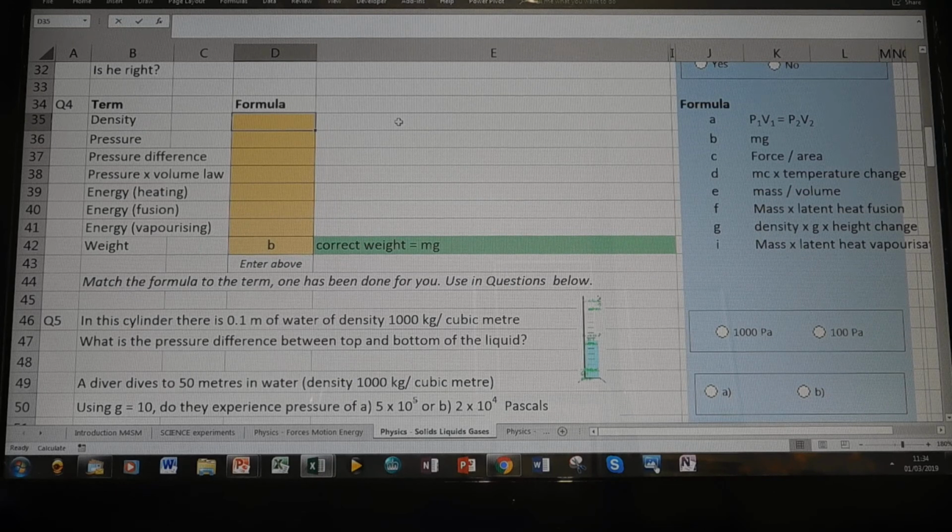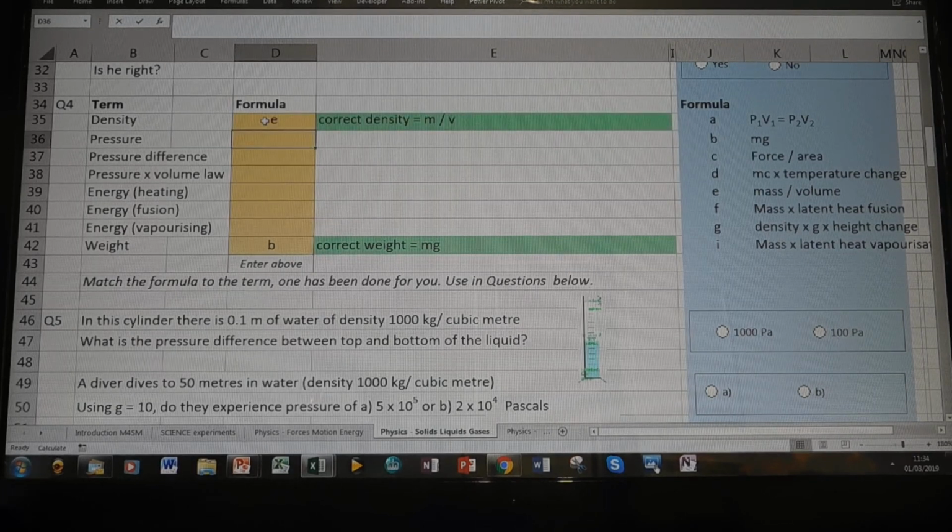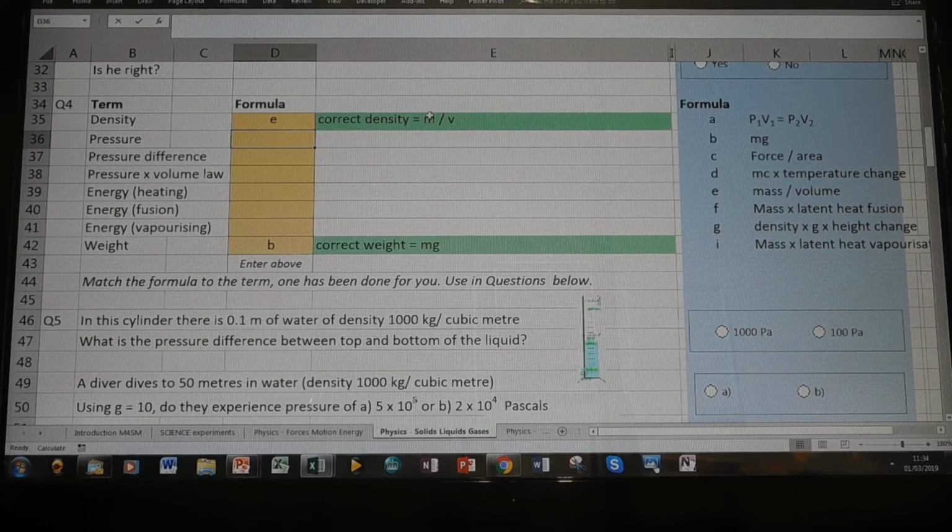Physics, solids, liquids, gases, has a slightly different way of entering data, and units of measure and formulae are so important, aren't they? This is identifying the correct formula for a particular term. If I look at density, we know that's mass over volume, so if I enter E there, I should get a right answer, and I get a confirmation of what the formula is.